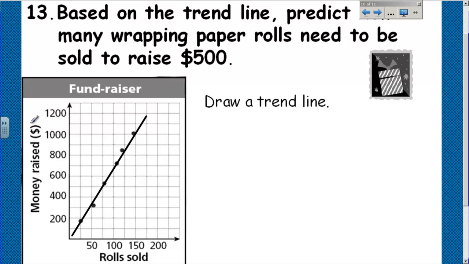Well, the money raised is right here. Every line counts for 100, so 1, 2, 3, 4, 5. I'm looking for 500, which goes right here. And I need to know how many wrapping paper rolls that would be. Well, if you look down here on rolls sold, each one of these is 25. So this would be 25, 50, 75. So to make $500, I would need to sell about 75 rolls of wrapping paper.